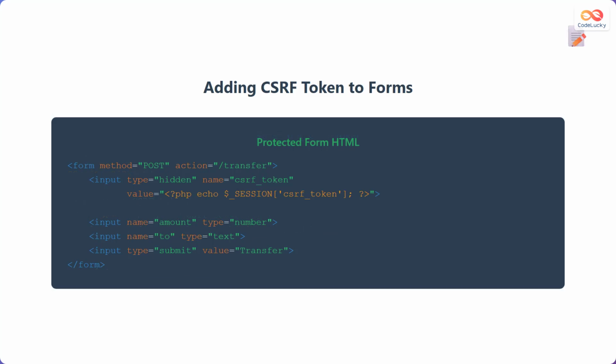To protect our forms, we need to include the cross-site request forgery token as a hidden input field. Within the form, add an input element with the type attribute set to hidden, the name attribute set to CSRF_token, and the value attribute dynamically populated with the cross-site request forgery token stored in the PHP session. This ensures that each form submission includes the cross-site request forgery token for validation.